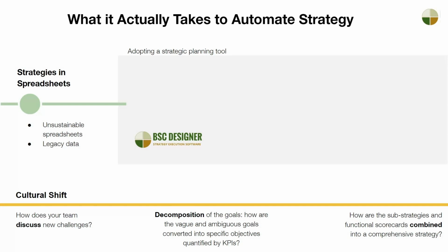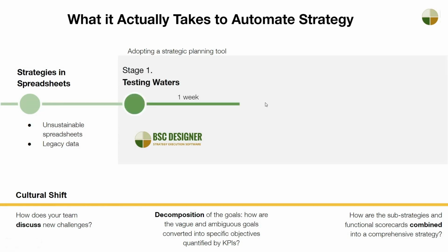Here are some questions to ask. How does your team discuss new challenges? How are the vague and ambiguous goals converted into specific objectives quantified by KPIs? How are the action plans defined? If there is a risk assessment, how are the sub-strategies and functional scorecards combined into a comprehensive strategy? We shared our vision of a typical strategic planning process in this implementation guide.